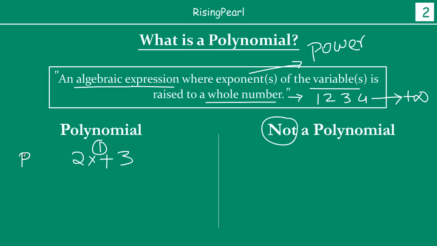And as you know, we represent a polynomial in this fashion. So this is a polynomial, P for polynomial, and polynomial in variable x. So x is the variable.